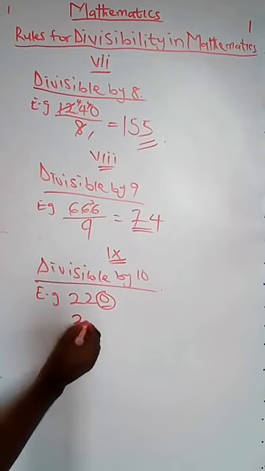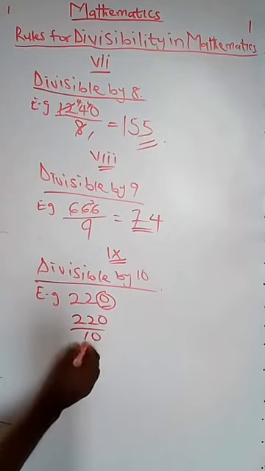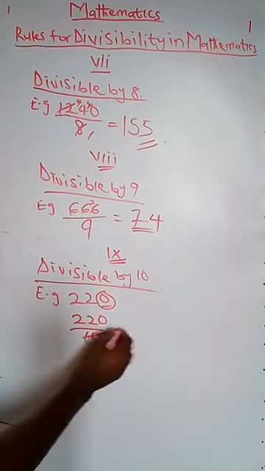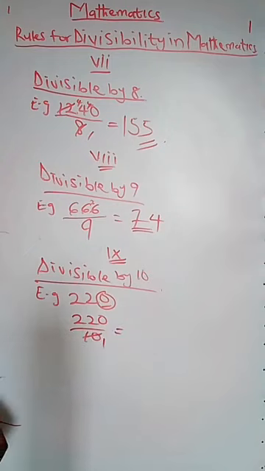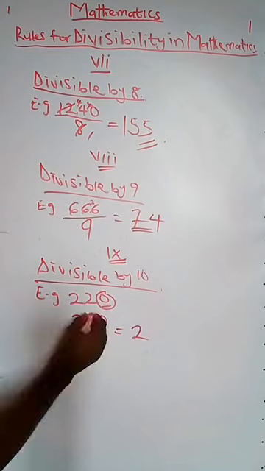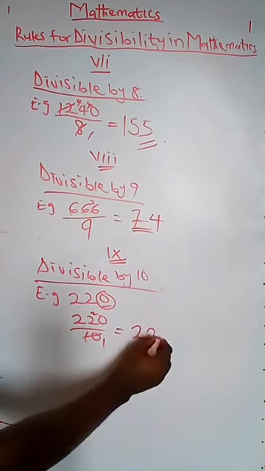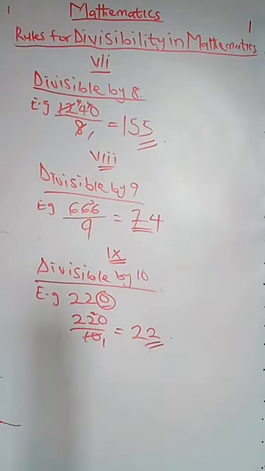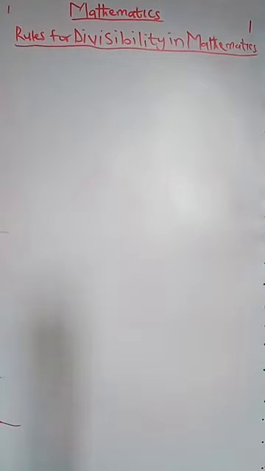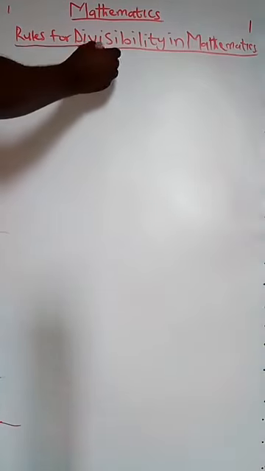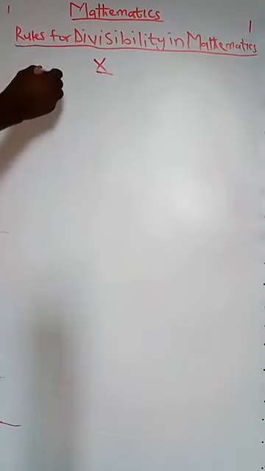So 220 over 10. 10 in 22, 2. Remainder 2. 10 in 20, 2. So that is how to determine if a number is divisible by 10. Let's move to the next one. Divisible by 11.